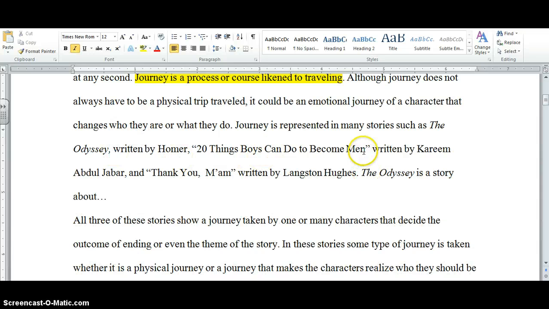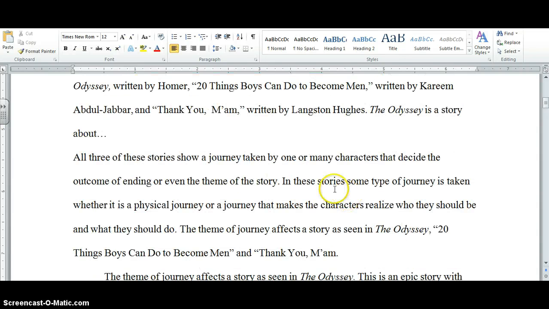20 Things Boys Can Do to Become Men, comma, written by Kareem Abdul-Jabbar. Make sure you are spelling this correctly. And Thank You, Ma'am, comma, written by Langston Hughes. So this is where you're going to explain your stories. Okay, all 3 of these stories show a journey taken by one or many characters that decide the outcome or ending. Maybe you want to say outcome, comma, ending, comma, or even the theme of the story.